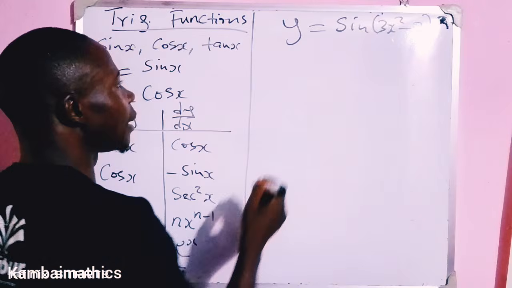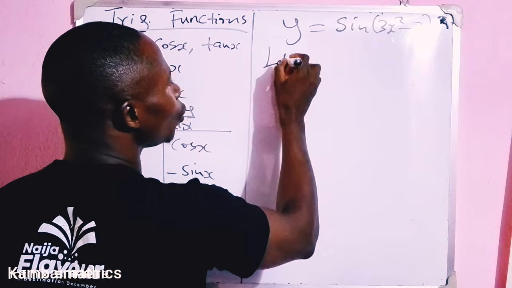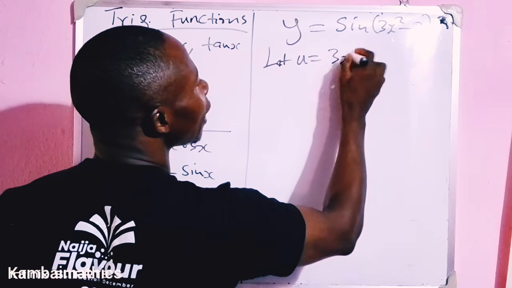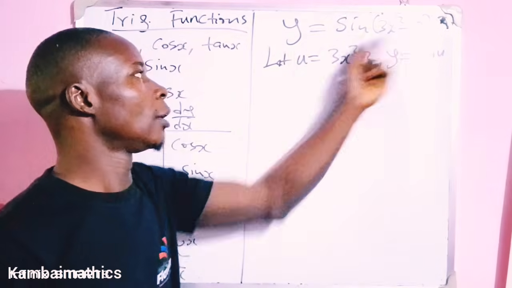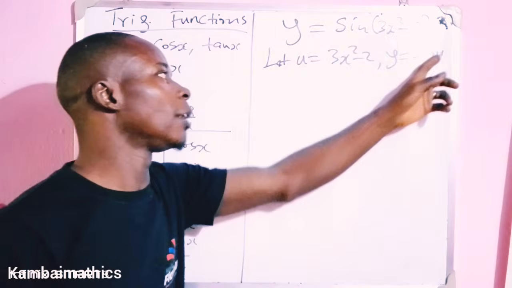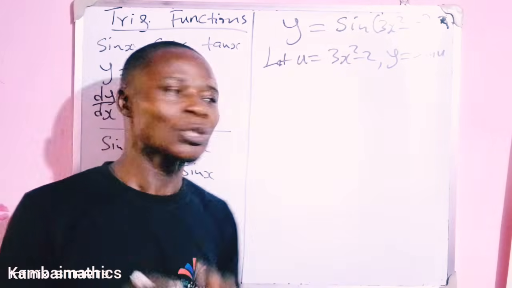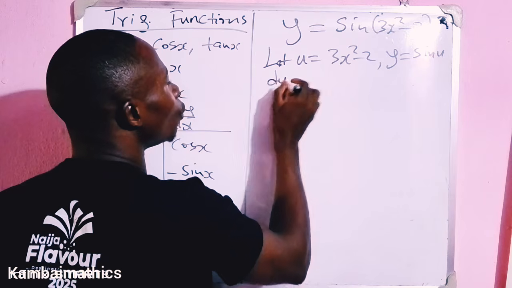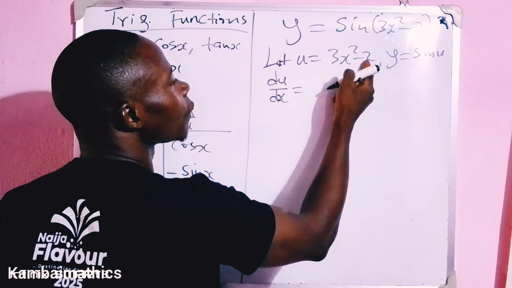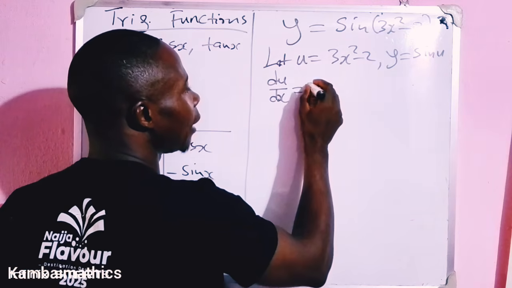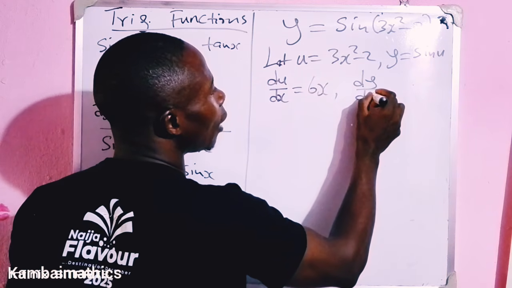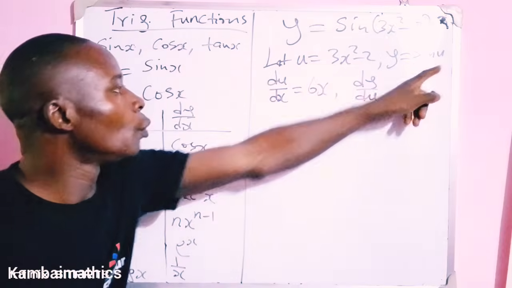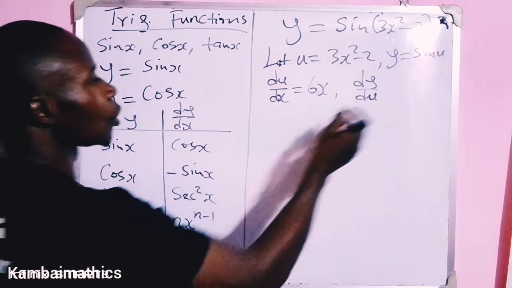So in this case, to solve this, we will say let u be equal to what is here, which is 3x square minus 2. And then by implication, y will be equal to sine u. So we let what is inside here be u, so y transforms to sine u. So we solve it and use our formula. Here we have du over dx: you differentiate a constant, it is 0, you differentiate 3x squared, it is 6x. Then dy over du: remember, this is sine u, so this will definitely give us cos u.